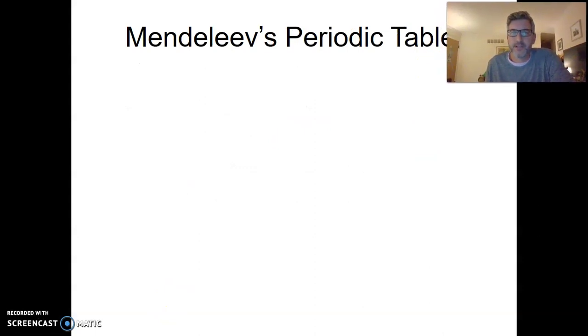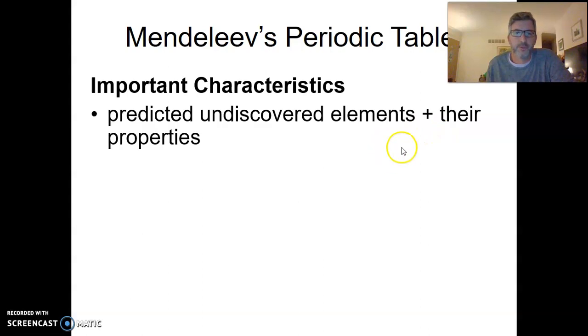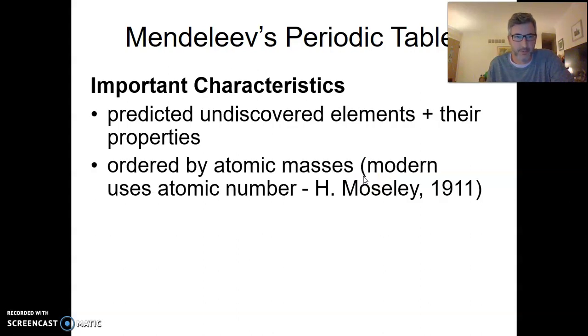Okay, so the Mendeleev's periodic table, a couple of key things about it. It predicted some undiscovered elements. He was able to actually predict the existence of a few elements that hadn't been discovered yet and their properties. In other words, missing elements.